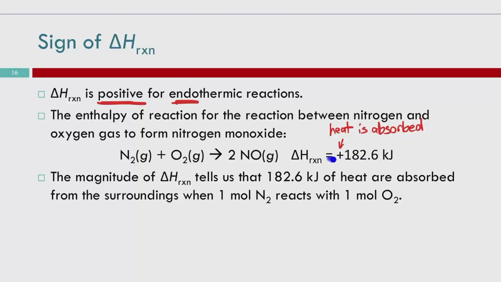And again, we can treat this like a coefficient for stoichiometry purposes. If we react 1 mole of N2, because that's the coefficient in front of the N2, with 1 mole of O2, that will absorb 182.6 kilojoules. Will also produce 2 moles of NO2.